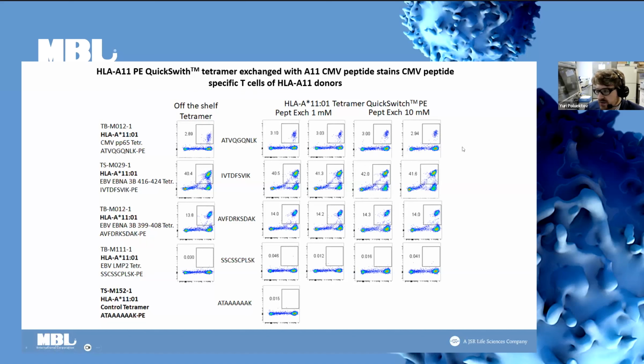So first of all, the results are almost identical with the tetramers that are generated through refolding as opposed to peptide exchange. And no matter whether you use 1 millimolar or 10 millimolar in the peptide stock, it's still the same.